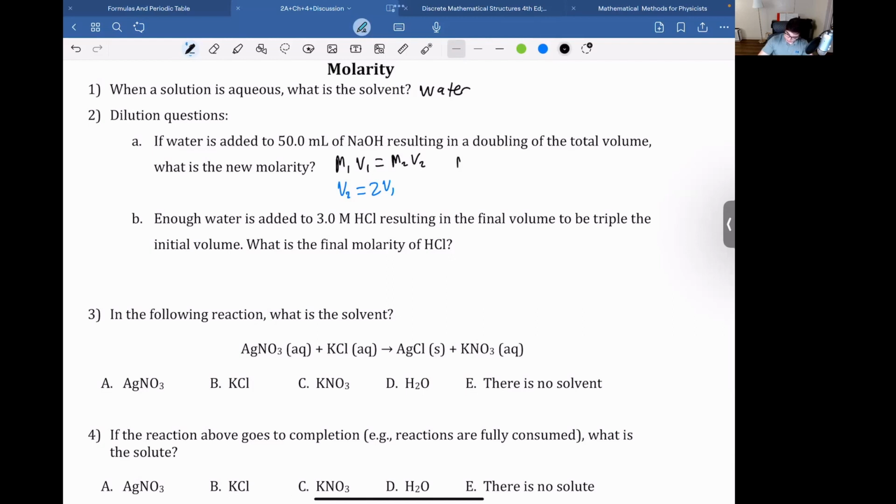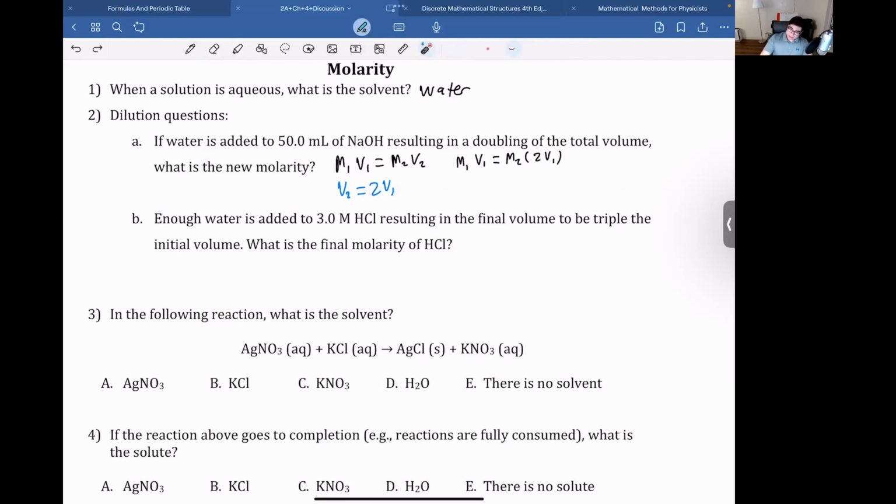I get M1 times V1 is equal to M2 times 2V1, just by substitution, because I know the second volume is twice the first. As you'll notice throughout these videos, I like to put a lot of things in an algebraic context, because I think it makes it easier to do the math and see the relationships. If you end up taking physics or other subjects, you're going to see the same type of ideas portrayed in the same ways, where you're working in terms of variables and trying to relate things.